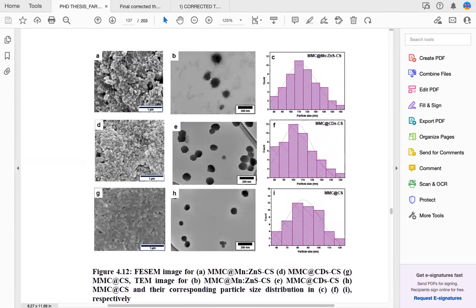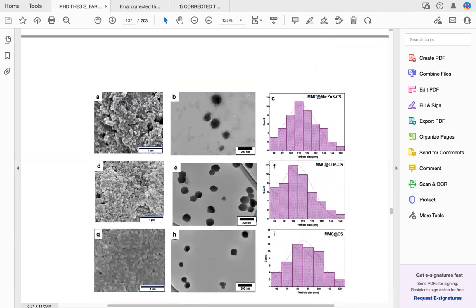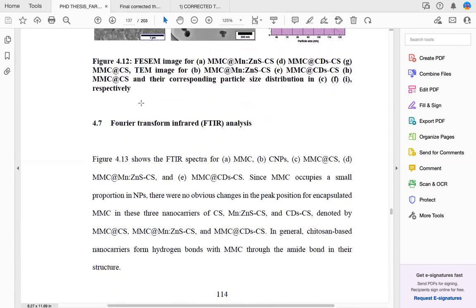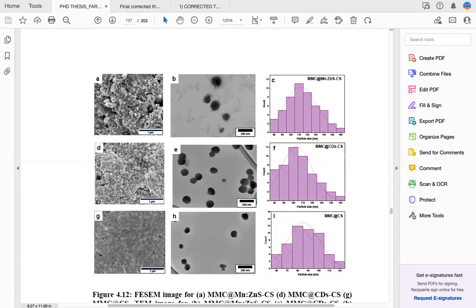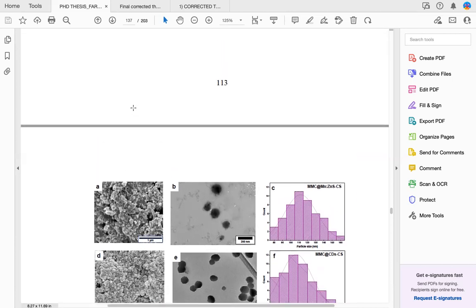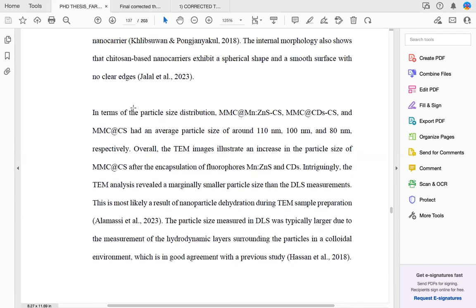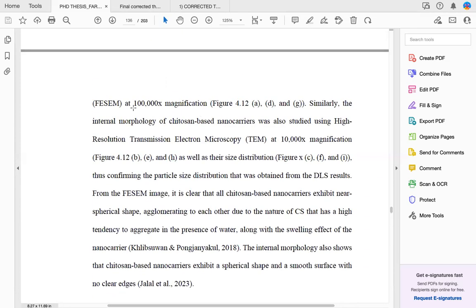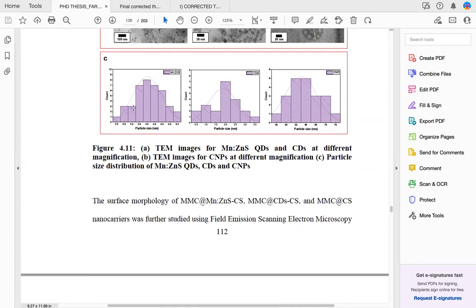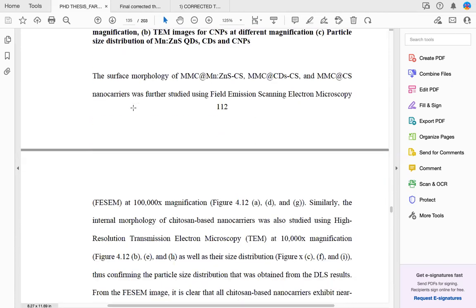Another thing, I don't think she has it here. From FESEM, there is what we call EDX analysis. If I can find the EDX analysis, you can identify the material that exists on the surface. That's FESEM. Let's look at the discussion for FESEM. The surface.